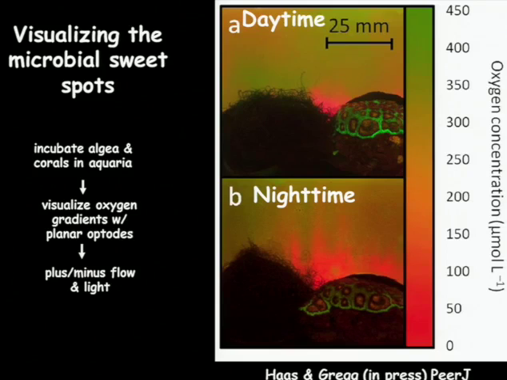Here's the algae next to the coral. And right where these two are talking to each other is where we see the hypoxia. And it differs, of course. During the daytime, it's more localized to this area. During the nighttime, actually, the corals stop photosynthesizing, and you see more hypoxia over the coral.